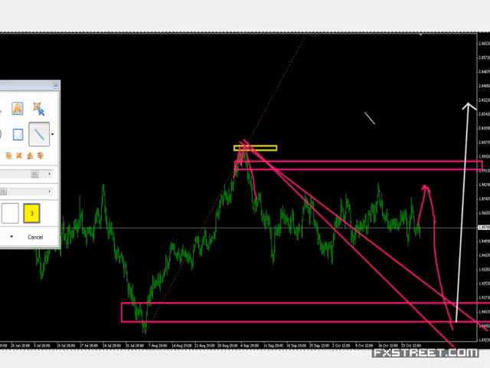There's a lot of stuff happening this week. We've got this hurricane Sandy hitting the States. We've got NFP release coming up at the tail end of the week. Anything could become a trigger for it.